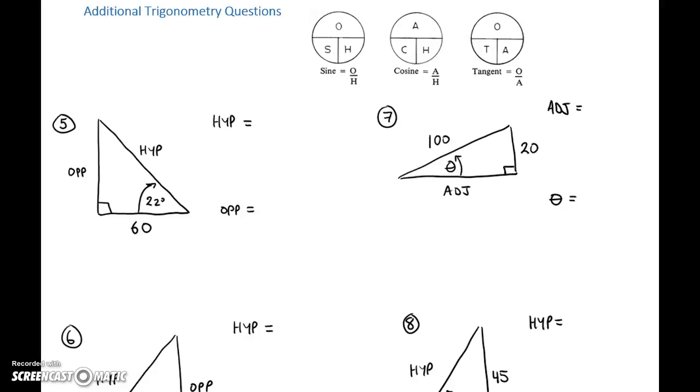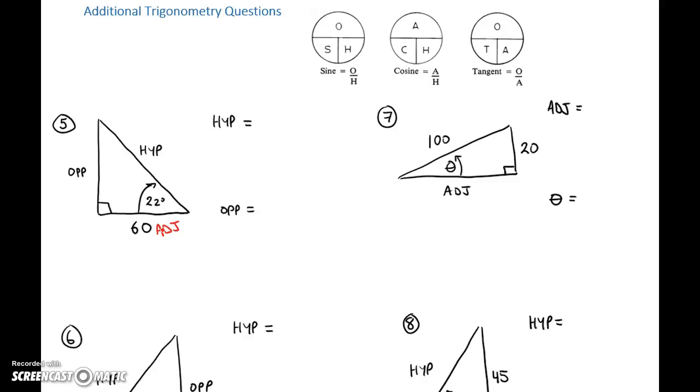Alright guys, let's do our third page of these additional trig questions. This next one, number 5, we have an angle of 22, and it looks like an adjacent of 60. And we're looking for both the hypotenuse and the opposite, sorry. Okay, so let's see. Adjacent and angle are both found right here.